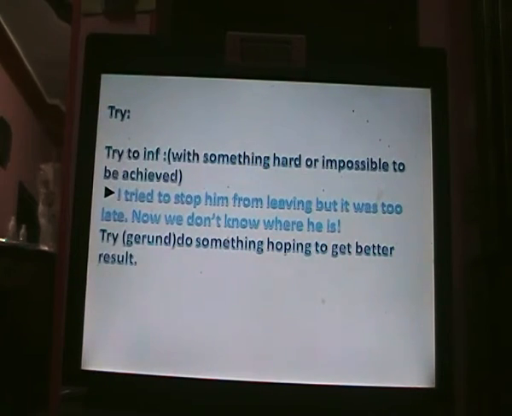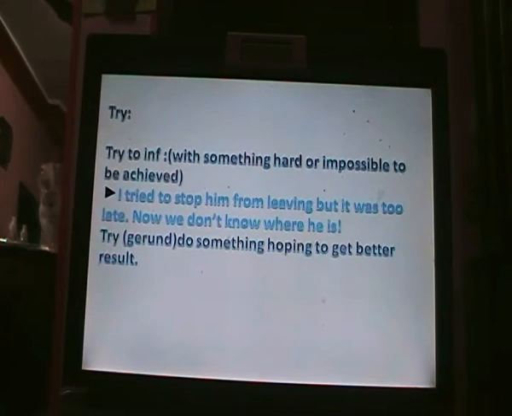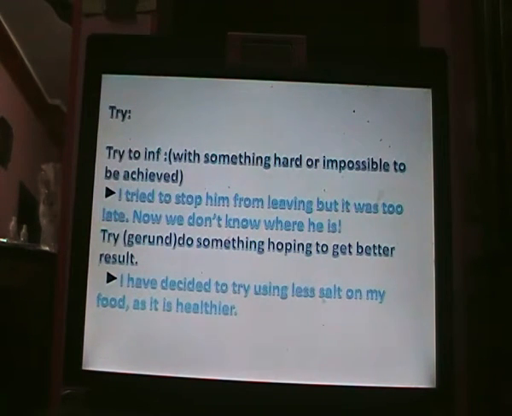Try gerund: do something hoping to get a better result. Example, "I've decided to try using less salt on my food as it's healthier." Try using. There was hope of a positive result. So we can say try gerund is used with a hopeful or pleasant thing, verb plus ing.